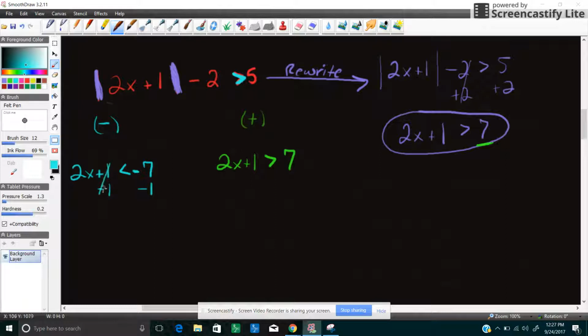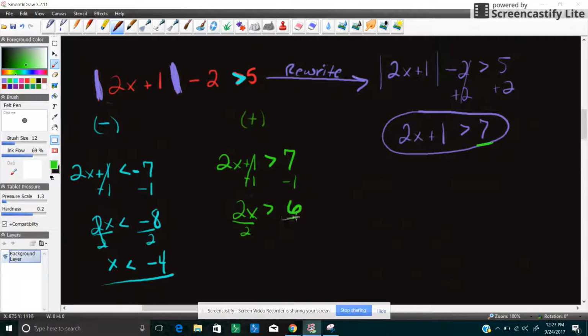Subtract 1 from both sides. 2x is less than negative 8. Divide by 2. So x is less than negative 4. This is our first part of the solution set. We're going to do the same with the other side. Subtract 1 from both sides. 2x is greater than positive 6. Divide by 2. So x is greater than 3. We have opposite symbols, which is a good sign.